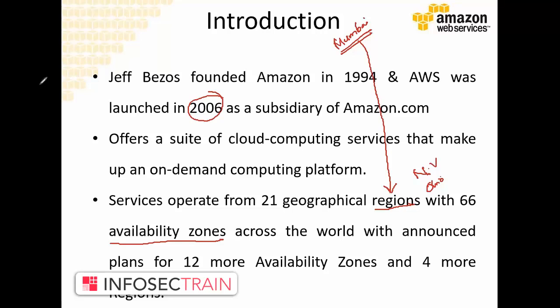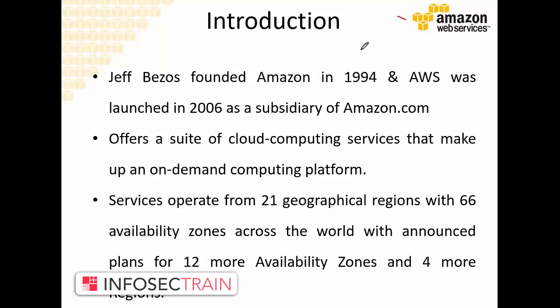Regions are the geographical locations, and so as I told you, in Mumbai we have a region. Okay, so in Mumbai we say it as a region. Inside Mumbai, they may have multiple data centers, right? For example, inside Mumbai, they serve their customers from 3 data centers: first one, second one, third one. So these are called the availability zones.